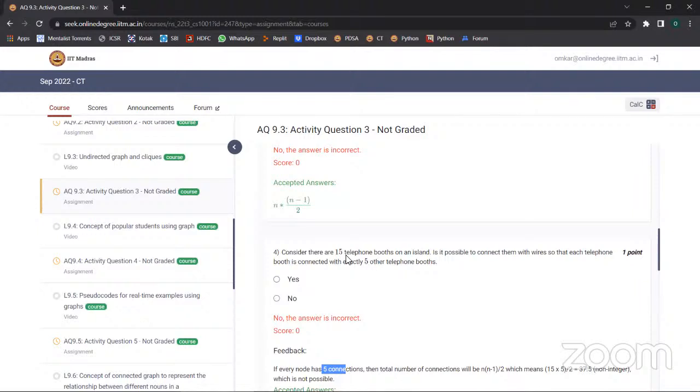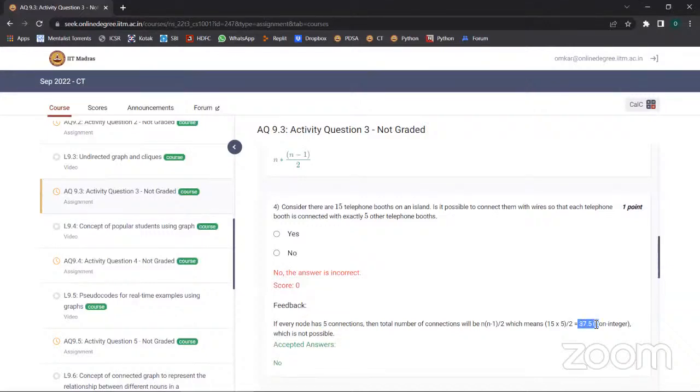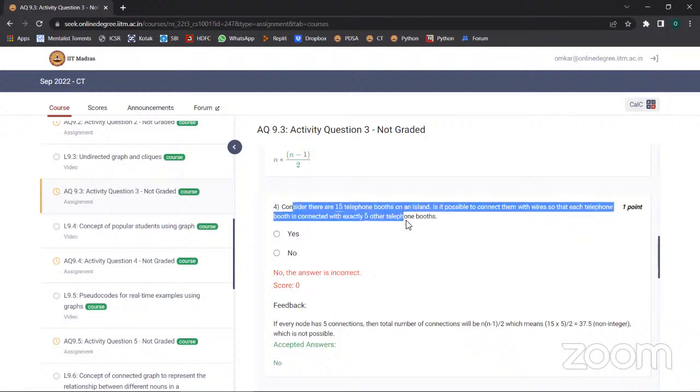If it's 15 into 5, that means you are counting the same connection twice, no? Yes, sir. Like A to C and C to A. So we divide 15 into 5 by 2, and that is a fraction. You cannot have 37.5 edges. You can have either 37 edges or 38 edges. So that's why it's not practically possible to make connections in this manner.